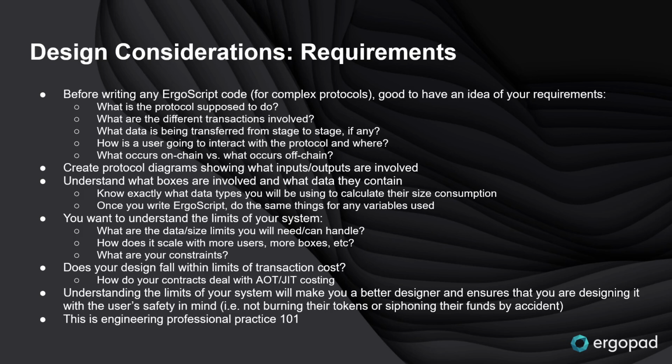Another useful tool is to create protocol diagrams showing what inputs and outputs are involved. This helps you to understand what boxes are involved in your protocol and also what data they contain. So when you're designing your protocol, you're going to be writing Ergoscript, and it's also useful to outline the boxes themselves so you know what data types are in them. Then, since you know the data types, you can have an idea of the size of the box and the contract itself.